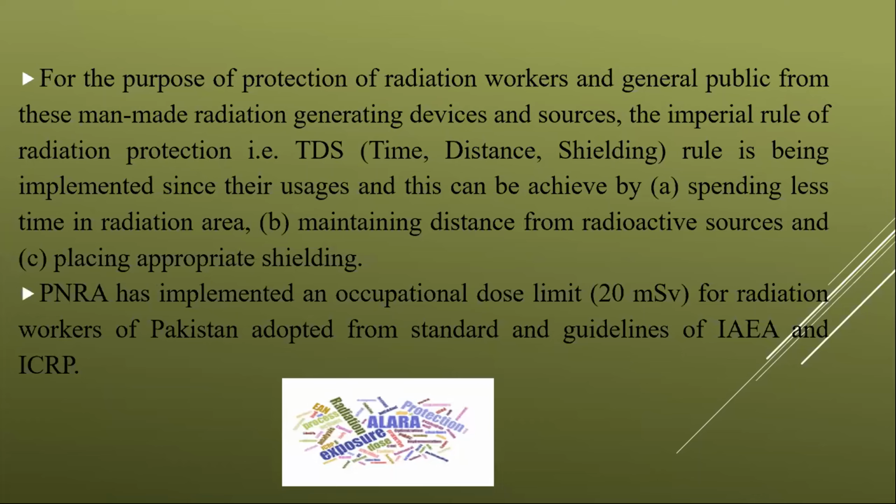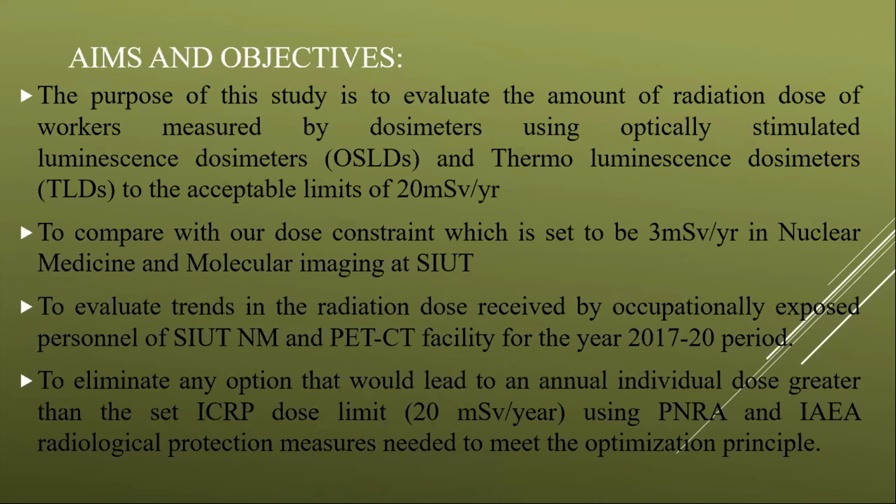For the purpose of protection of radiation workers and the general public from these man-made radiation generating devices and sources, the cardinal rules of radiation protection are TDS: time, distance, shielding. Spending less time in the radiation area, maintaining distance from a radioactive source, and placing appropriate shielding. PNRA has implemented an operational dose limit of 20 millisievert for radiation workers in Pakistan, adopted from IAEA and ICRP standards and guidelines.